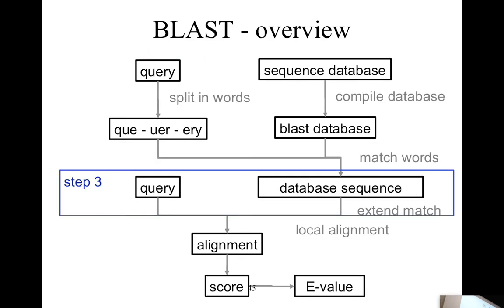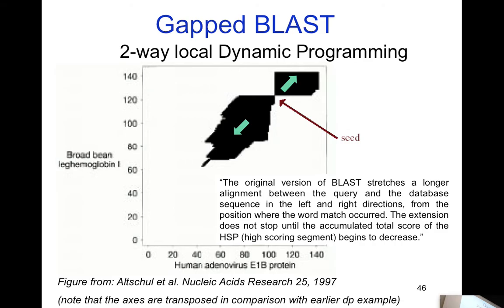So now what we want to do is extend the match. The idea is simple here. Say here we start with a match. We have two sequences, the query and the database sequence. In this position here we have a word that matches, and now we can extend the dynamic programming matrix in both directions. Note that the axes here are flipped compared to the matrix you've just seen. So what is diagonal here was diagonal in this direction there. Yeah?